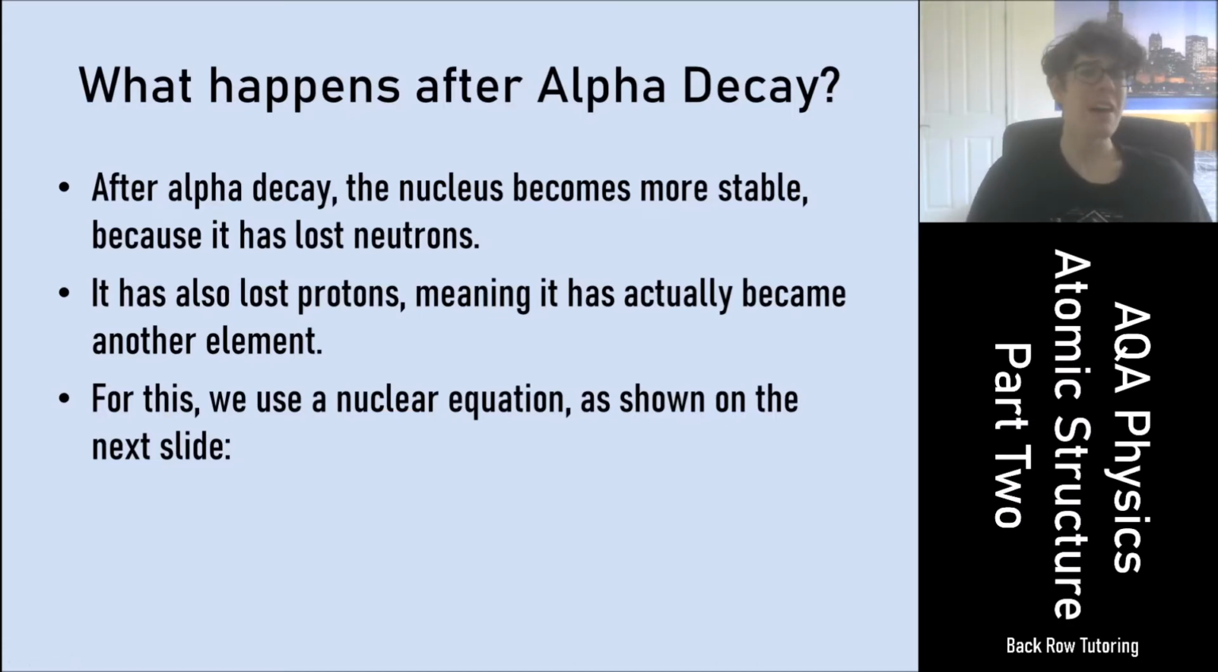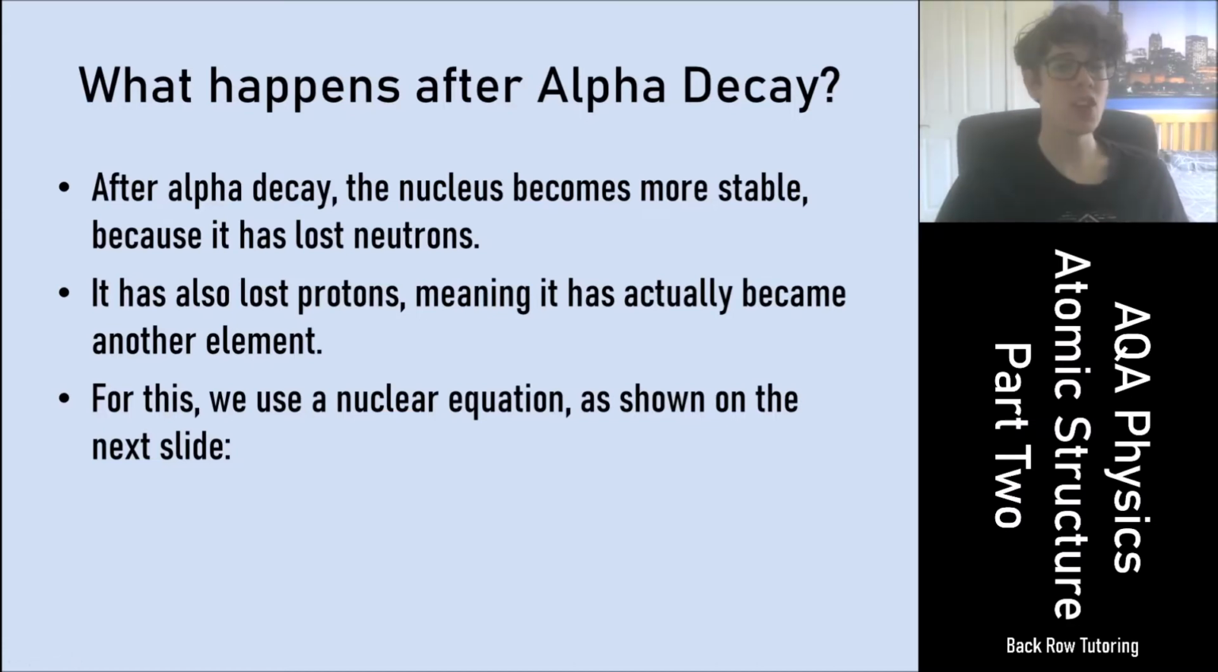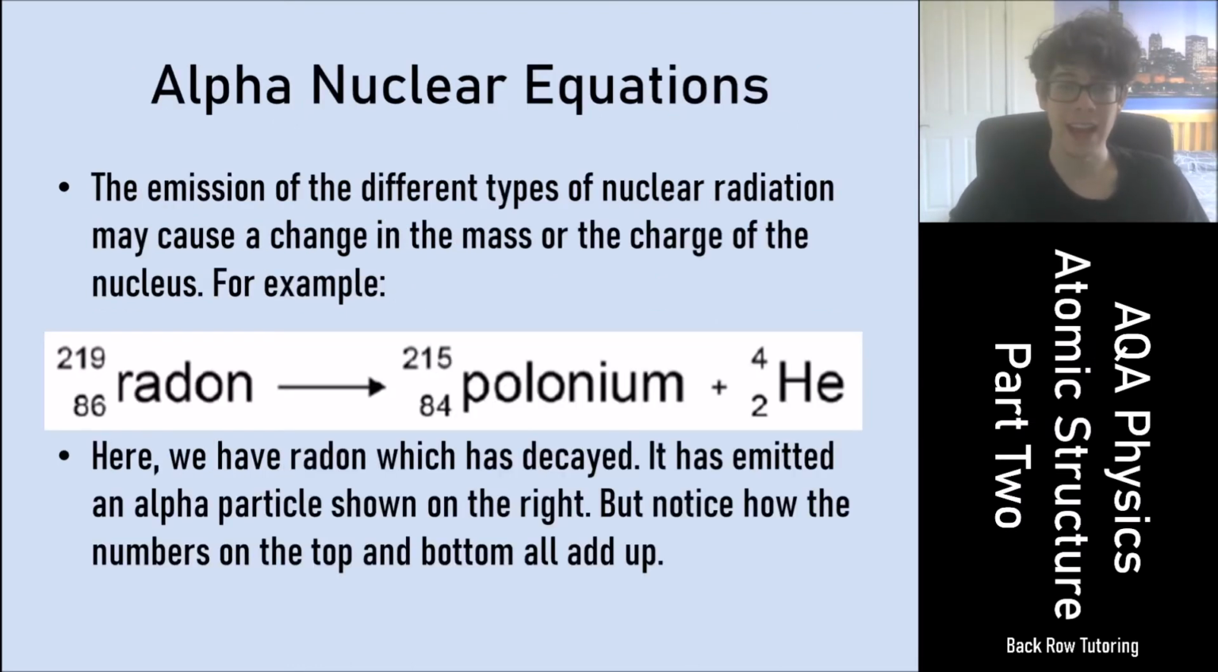So what actually happens after alpha decay? Well, after alpha decay, the nucleus becomes more stable. Remember, that's the goal. The goal of nuclear decay is for the nucleus to become more stable. So after alpha decay, the nucleus becomes more stable because it's lost neutrons. It has also lost protons, meaning it has actually become another element. Remember, the protons is what makes up the atomic number, and that's what makes up the element. So if you lose a proton, or lose 2 protons in this case, you're actually changing the element that it is. For this, we use a nuclear equation as shown on the next slide.